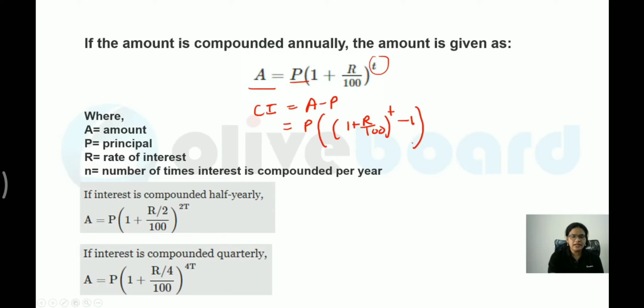Are you getting it? This is how you have to calculate the compound interest. So directly there is no formula for compound interest. So using amount, you have to calculate the compound interest value. Okay, now your question may say that the amount is compounded annually. Instead of annually, they may say the amount is compounded half yearly.